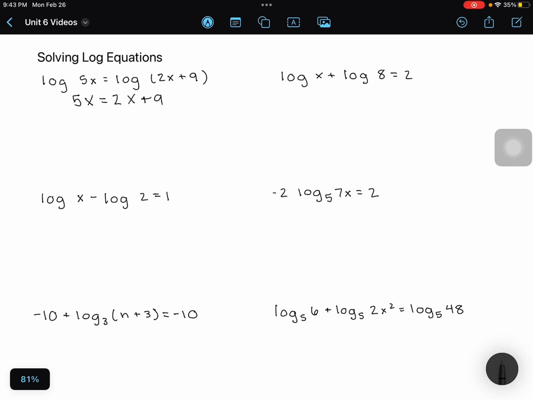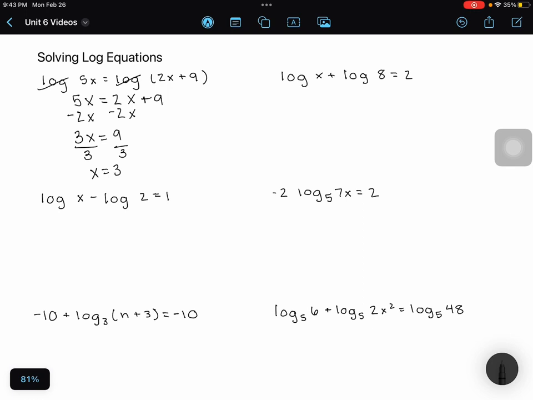So we're basically just getting rid of the logs itself. And then we can solve for our variable. So subtract 2x. I get 3x equals 9. Divided by 3, x equals 3.